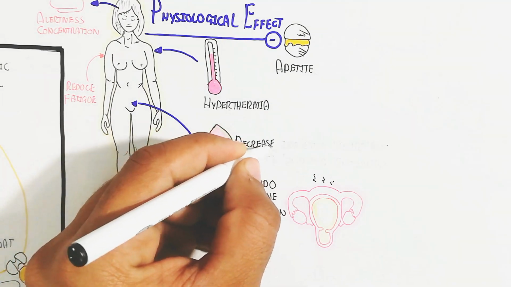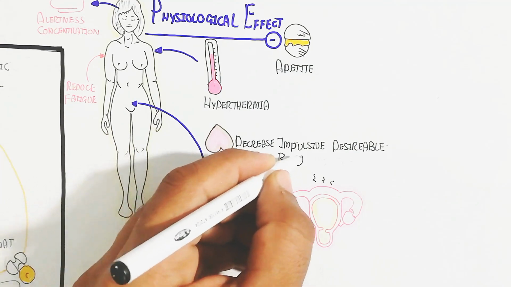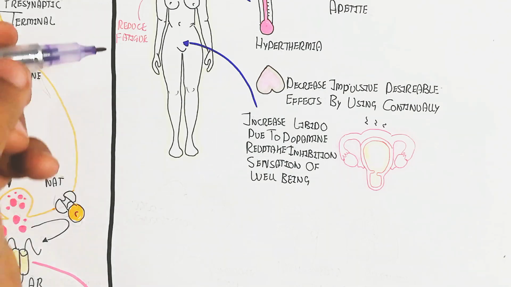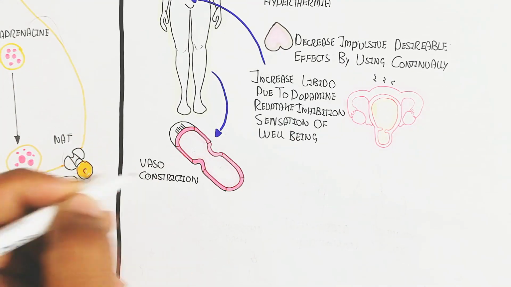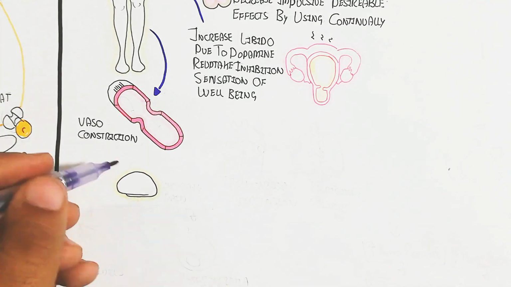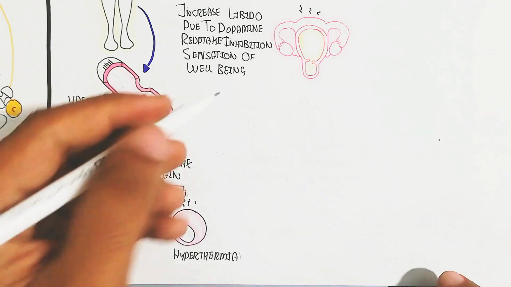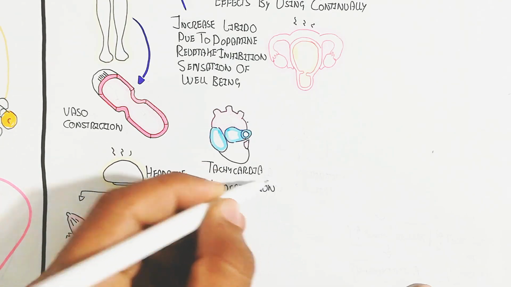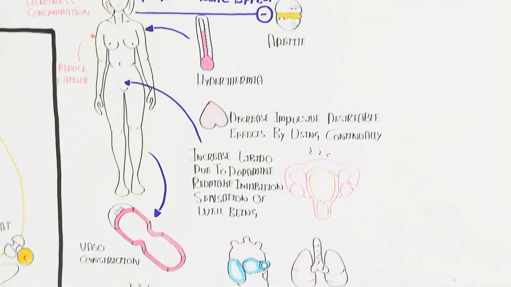On the other hand, the impulsive desirable effect decreases with continuous use. It is also very important for vasoconstriction. Vasoconstriction will occur, leading to increased blood pressure and heartbeat. Headache and pain can occur, leading to seizure and hyperthermia. You should already know about that. Tachycardia and hypertension occur due to vasoconstriction, and respiratory failure occurs due to vasoconstriction in the lungs, which decreases oxygen.